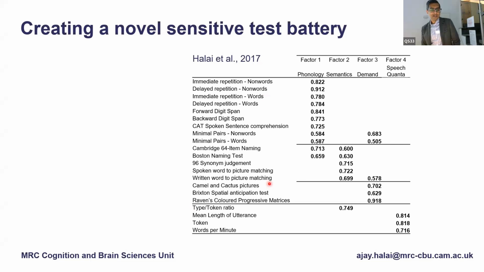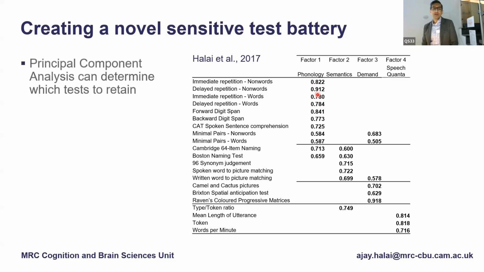Here are all the tasks listed on the side. I won't go through them in detail, but what we do is we apply a principal component analysis, and this table shows the loadings for each task with each of these latent components. And the idea was we could use this information to help determine which tests are most sensitive to tap into these latent dimensions. You can do that by just looking at the loading. So the higher the loading, the more related these tests are to the component.